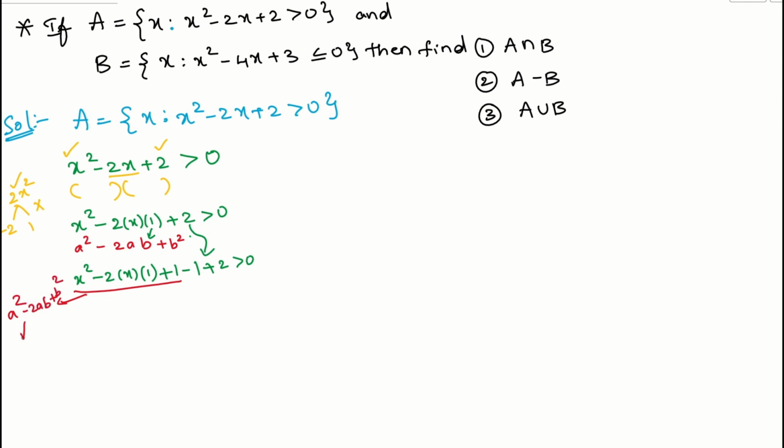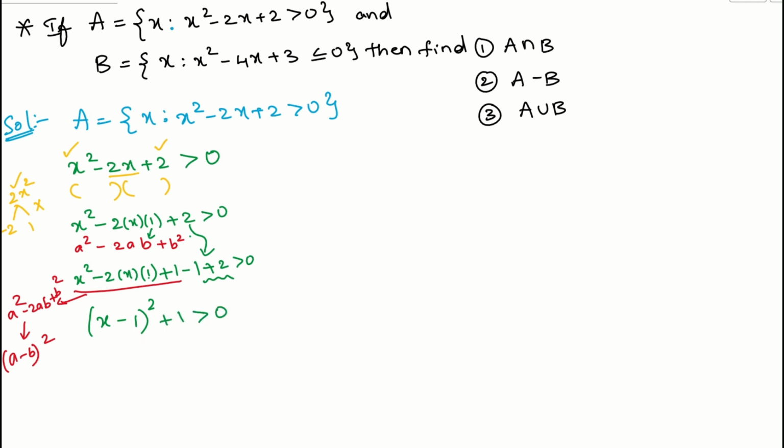What is this? This is simply a minus b the whole square. Similarly, I'll be applying the same formula in this case. So now let us continue. This is x minus 1, the whole square. If you check the last two terms, minus 1 plus 2 will be what? Always plus 1, which is greater than 0.